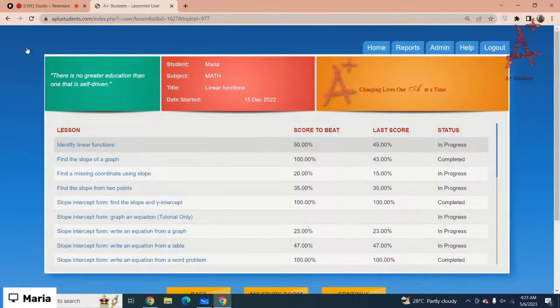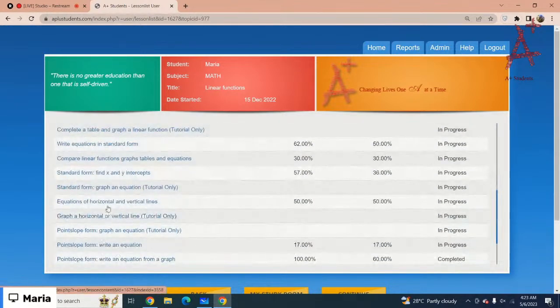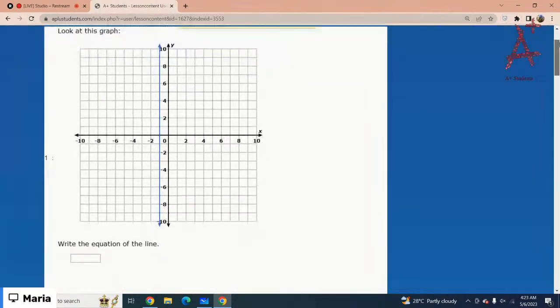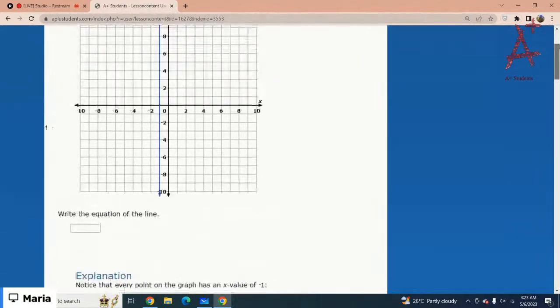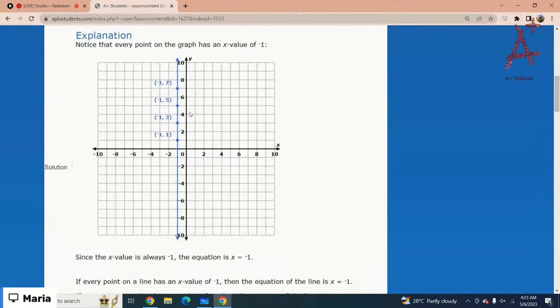Okay, the next lesson is equations of horizontal and vertical lines. Now we're going to learn what horizontal and vertical lines are. So look at the graph. Here is the point at x equals -1. You can see a straight line at x equals -1. You can select different points on the line. The x component is the same for all the points and the y values are different.